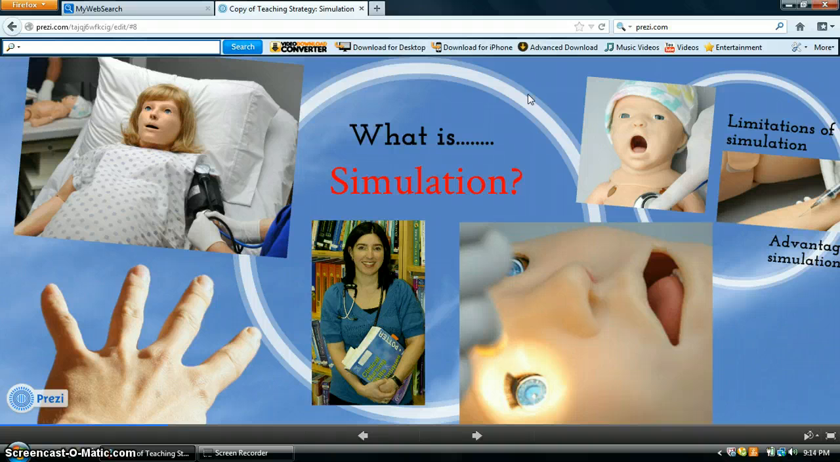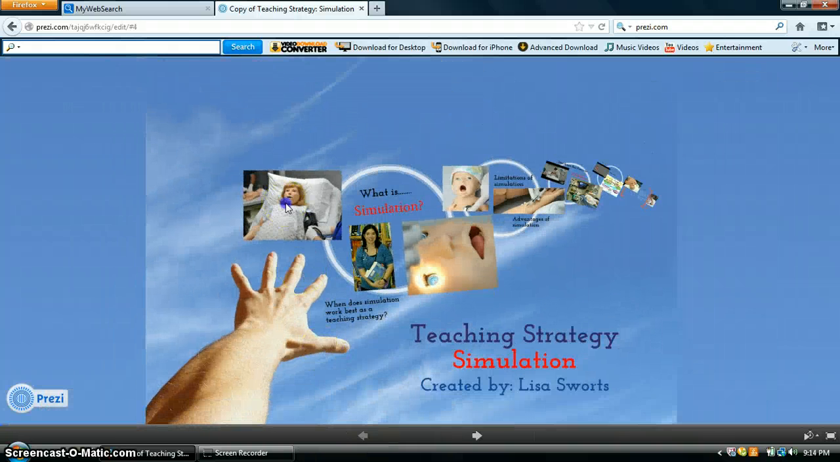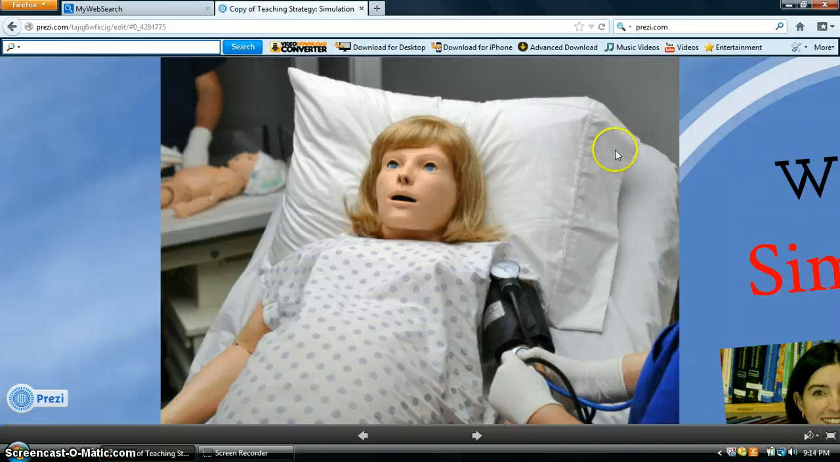Simulation was first developed in World War I with aviation to train pilots before they actually were flying the planes, and it's been used in healthcare since the 1960s with the Resusci Anne doll. So if you've ever had the opportunity to take a first aid course, then you've actually been using a simulator as part of a teaching strategy when you've put breath sounds into the doll. Today there's more sophisticated simulators, and that's what my presentation is going to focus on, simulation in healthcare and what the advanced simulators can do for us now as a teaching strategy.